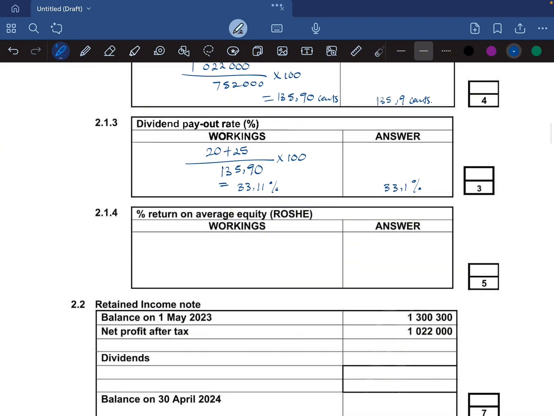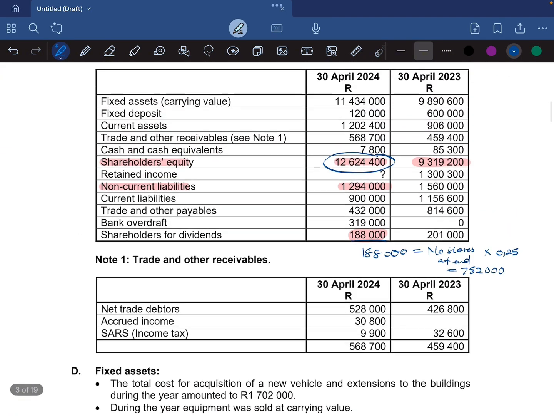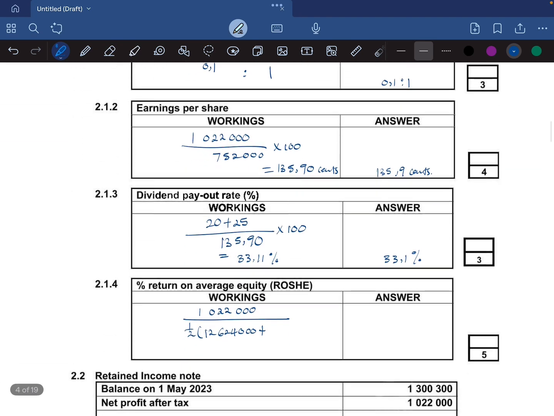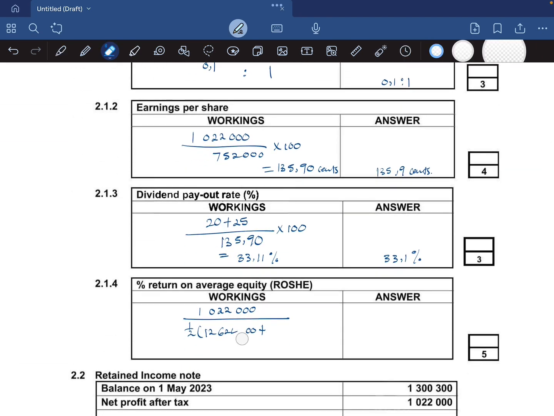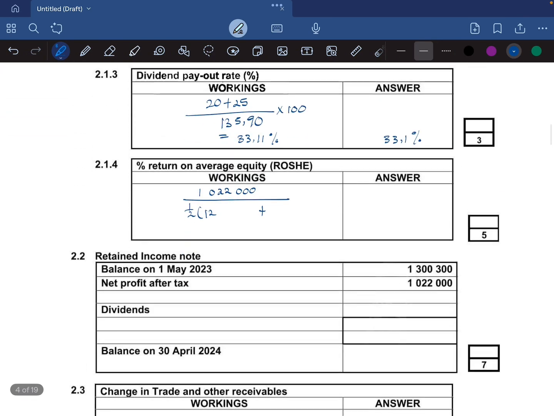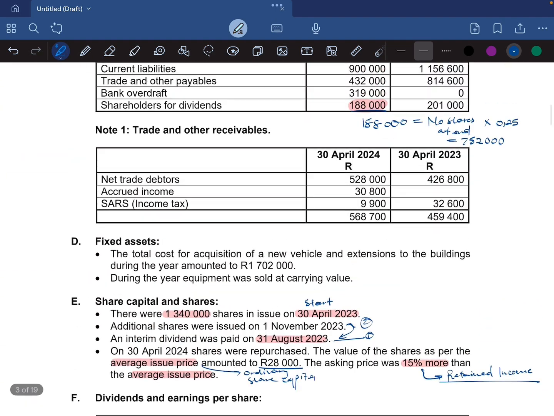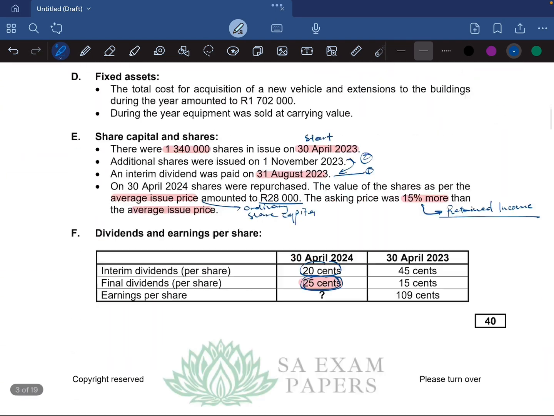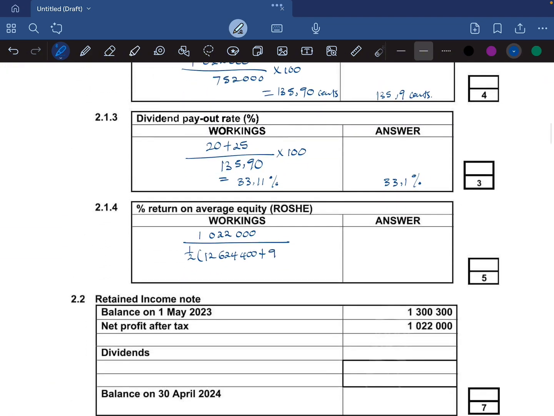So we're going to have our net profit after tax that we have determined as 122,000 over the half of 12,624,100 plus, let's just check what the other one is. And then, okay, this is 400. Let's just make sure it's 12,624,400. Okay, we've got it. 624,400. And then let's look at this one more time, which is 9,319,200. Okay, so it's 9,319,200.